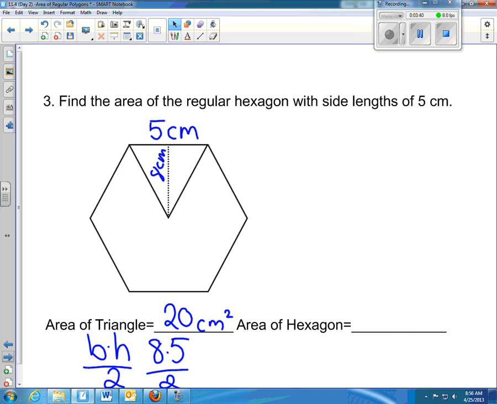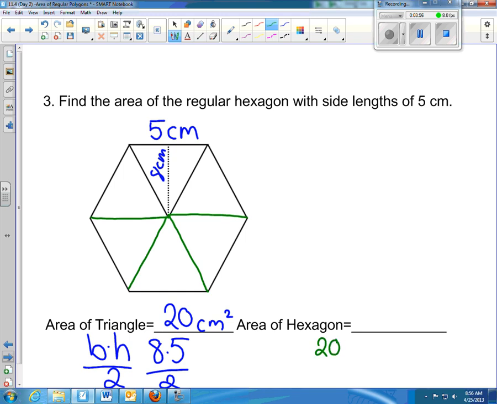Now to find the area of the hexagon, if you notice our one triangle, we can duplicate that here and make lots of triangles. Now these triangles are all going to have the same area. So to find the area of the hexagon, we're going to take our area of our triangle and times it by the number of sides we have. A hexagon has 6 sides. So we're going to take 20 times 6 and we get 120 centimeters squared. So that's the most basic way that we can find area of a regular polygon, is to actually break it into triangles, find the area of one triangle and multiply it by the number of sides.